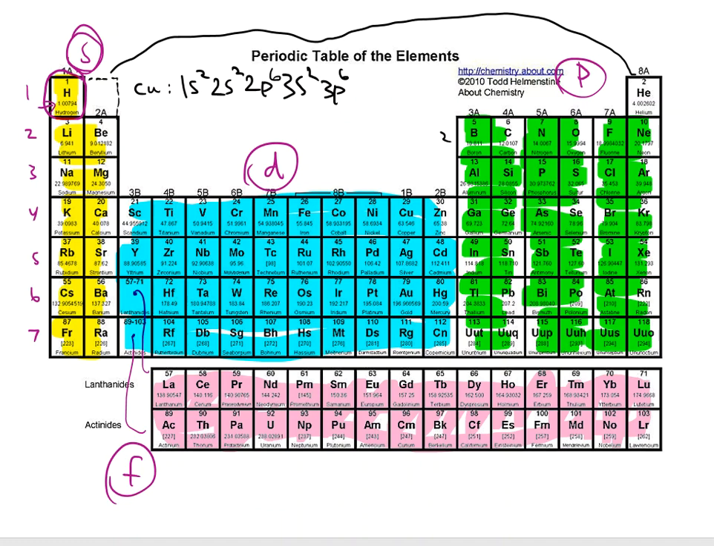The next one, I'm in the 4th row. So I write down a 4. I'm in the S block, that's where I start, so I write down S, and that's potassium and calcium. So there's 2 of them. I then go into the blue area. This blue area represents the Ds, all right? So you would write down 4, and then there's a D area here, and then I would count over until I get to copper. 1, 2, 3, 4, 5, 6, 7, 8, 9, 4d9.